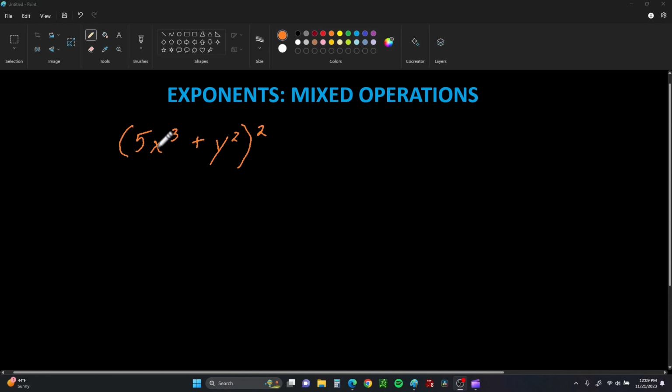This problem kicks up the difficulty quite a bit, but if you recognize that this is just squaring a binomial, we would use FOIL for the long method, where you would actually write it out: 5x to the third plus y squared times itself. Now, as we continue, you're going to do the first terms, outer terms, inner terms, last terms.